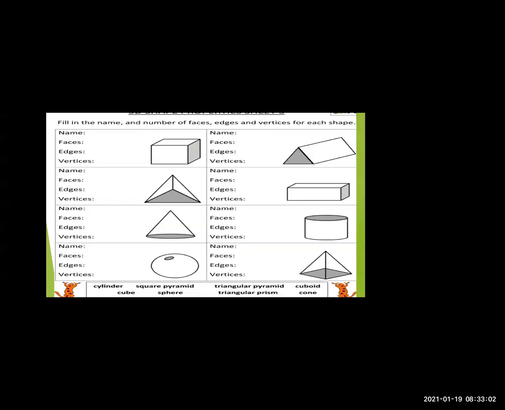Is it prism or pyramid? Prism. Will you try once again? Because all the sides are covered by triangle. So is it a prism or a pyramid? Pyramid. Yes, exactly. Very good. Clap your hands for yourselves.